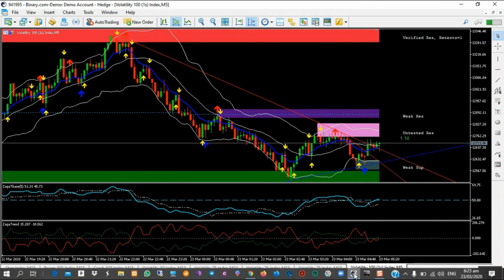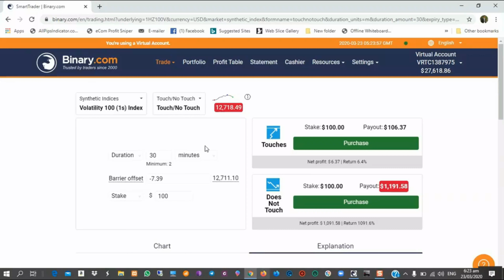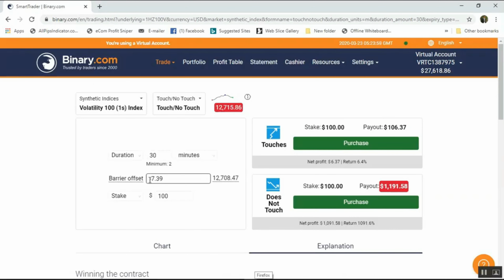All right, back to what I was saying about touch and no touch option. I've explained the plus sign in front of 7: purchase, it will go up. Do not touch option, it will not touch below, it will keep going up. Minus sign, it will come down. Does not touch option, you click place it, it will continue coming down.